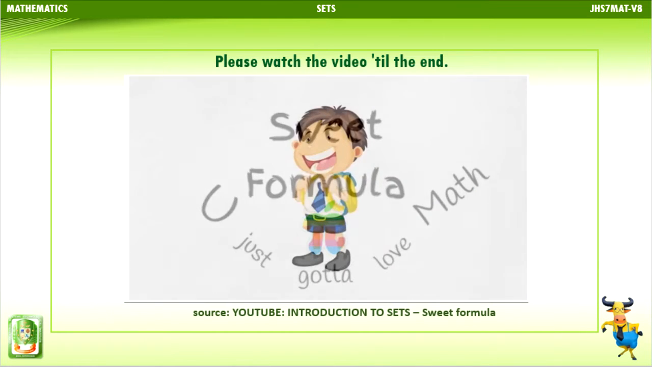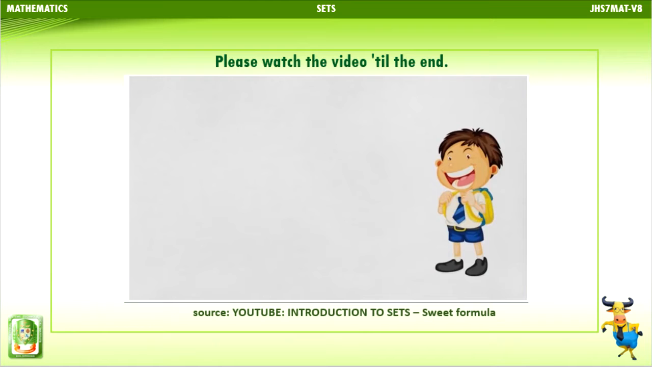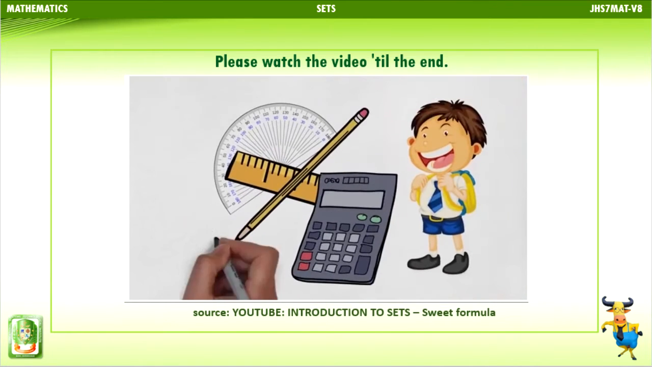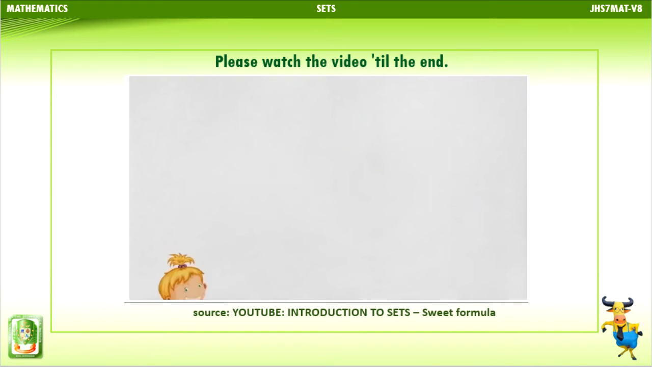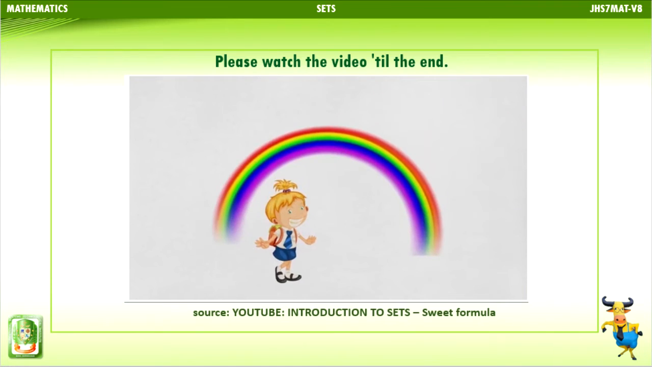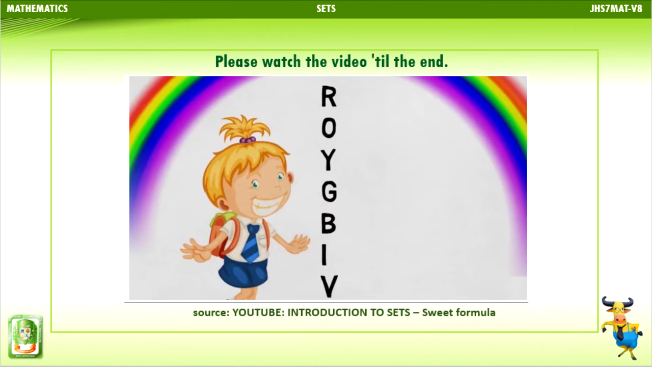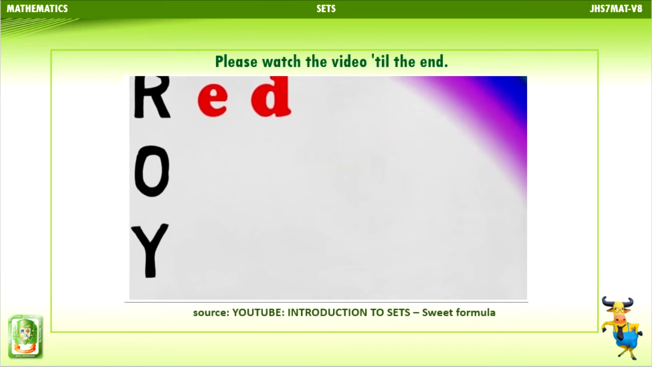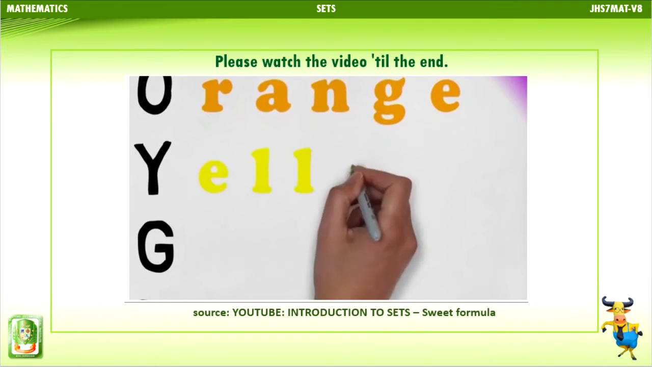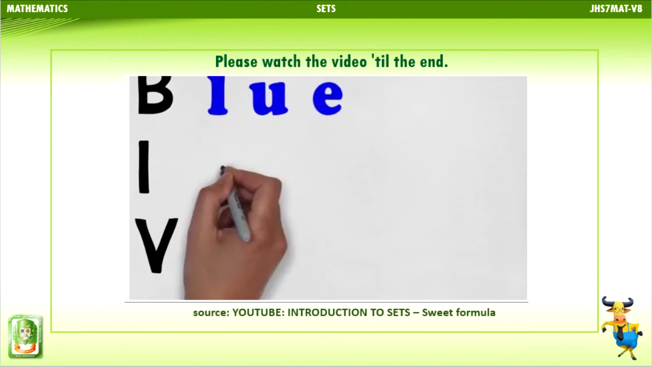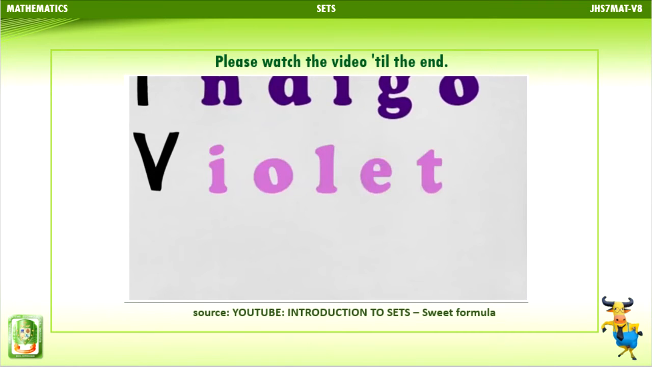Here's Alex. He was asked what materials he brought for their math activity. He said, protractor, ruler, pencil, calculator, and graphing paper. Here is Mary. She was asked, what colors can be seen in the rainbow? She said, to enumerate them faster, just think of the acronym Roy G. Biv. R stands for red, O for orange, Y for yellow, G for green, B is blue, I for indigo, and V stands for violet.